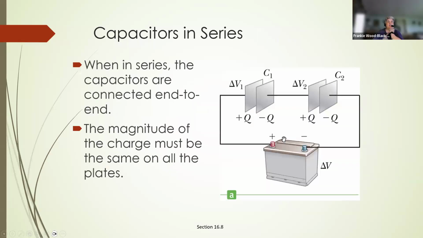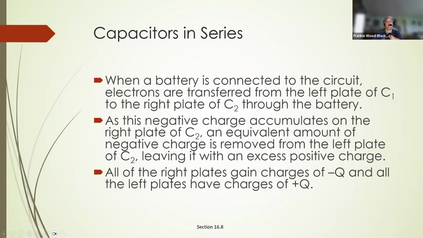Now, when I'm in series, things happen a little differently. My charge is going to come in and it's going to go to this one first until it's full. And then it's going to come over here and it's going to go to this one. So the magnitude of these charges are going to have to be the same, which is different than what we saw in parallel. So in series, I'm going to go through one and then I got to go through the next, and we start to accumulate the charge.